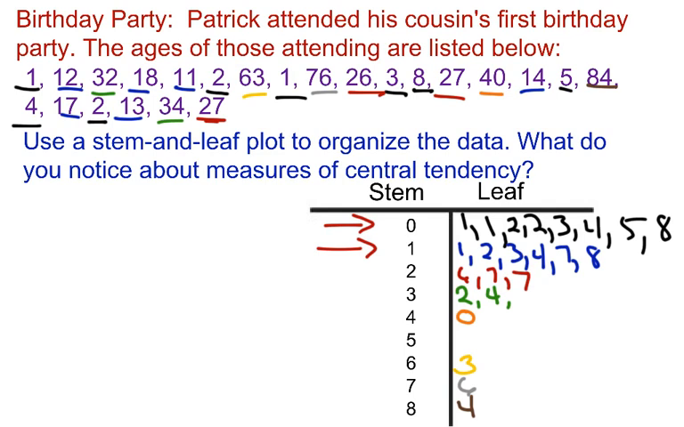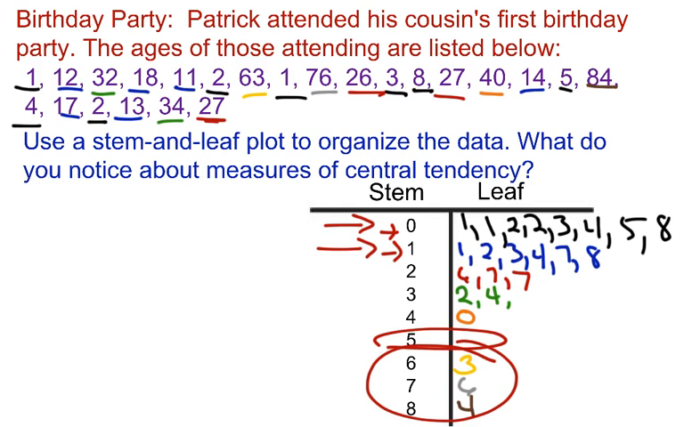So in this graph, I notice that I don't have anyone in their 50s at this party particularly. And I can see that the majority of children are between 1 and 18, or the majority of people at the party are between 1 and 18. And then there are a couple of people on the high end. I could probably assume that those might be grandparents.